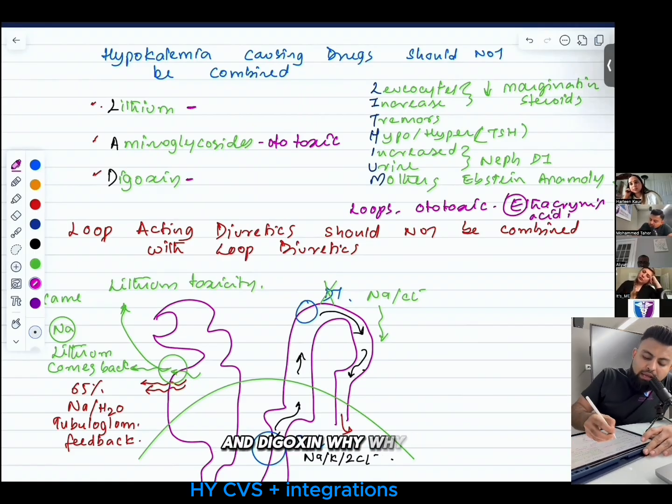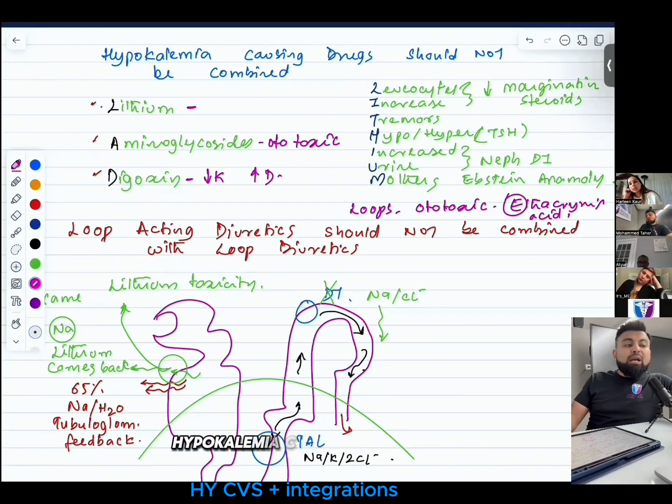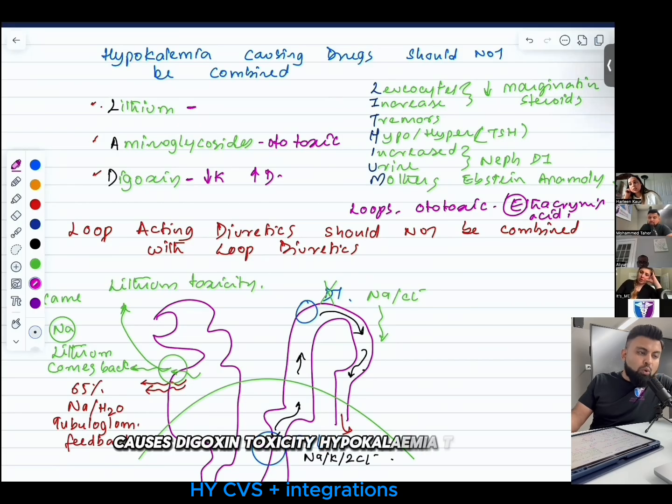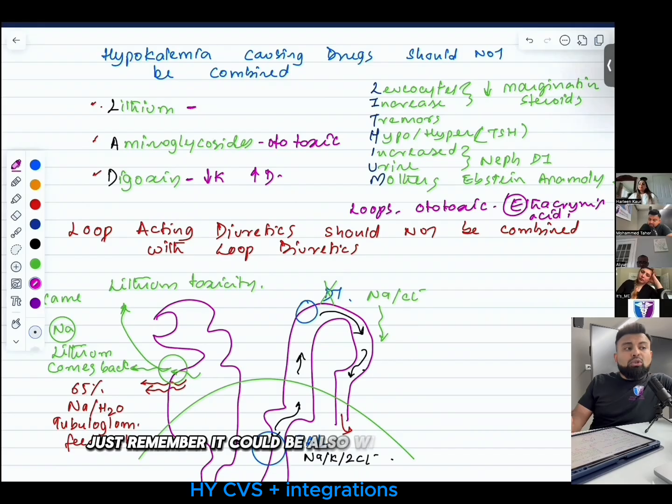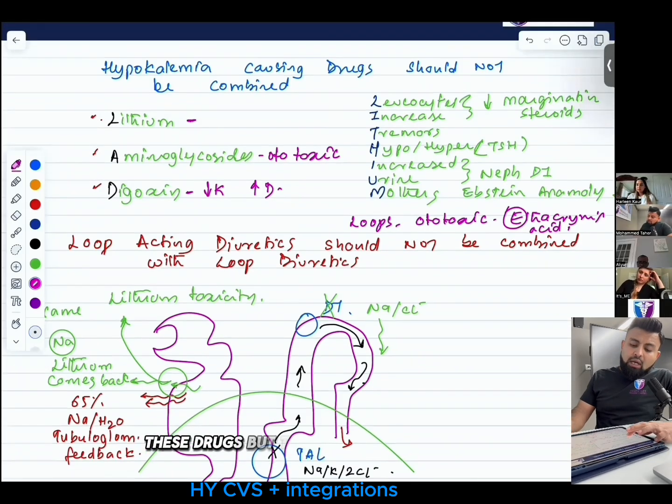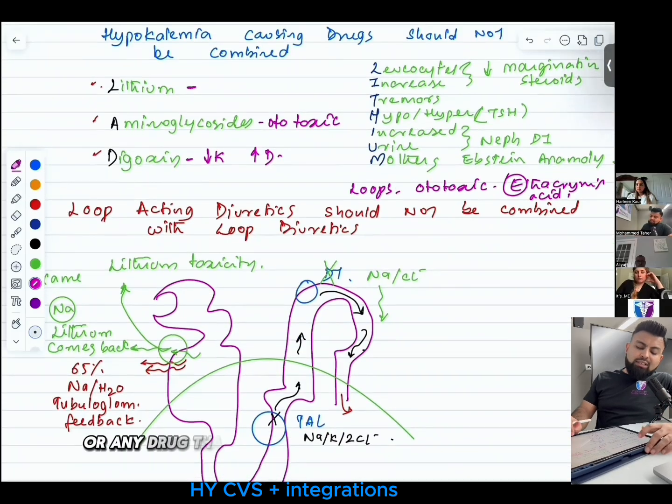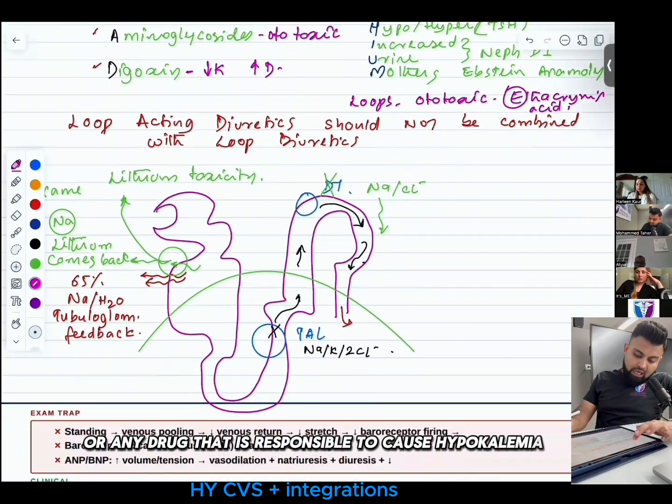And digoxin, why? Because hypokalemia causes digoxin toxicity. So just remember, it could also be with thiazide diuretics, not just specific to these drugs, but thiazides are also there, or any drug that is responsible to cause hypokalemia.